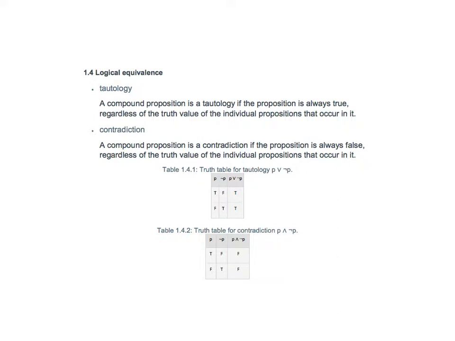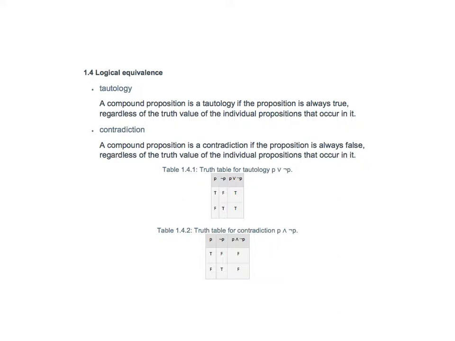Let's first define two terms, tautology and contradiction. A compound proposition is a tautology if the proposition is always true, regardless of the truth value of the individual propositions that occur in it.